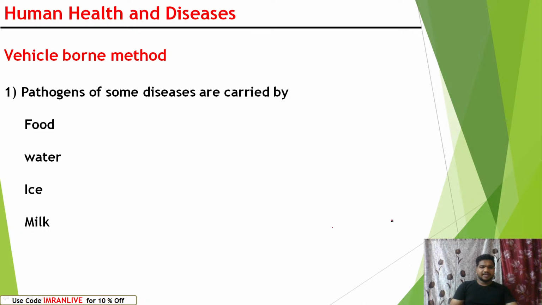Let's understand now the vehicle borne method. How do disease-causing agents enter the human body by vehicle borne methods? The pathogens of some diseases are carried by food. Of course, when we eat outside food, in restaurants or any outside junk food, we really don't know which kind of vectors are present in it. When we eat outside, we don't know how they maintain that restaurant or hotel. At our home, we know very well how our mother prepares food, how our mother washes the vegetables and rice before cooking.